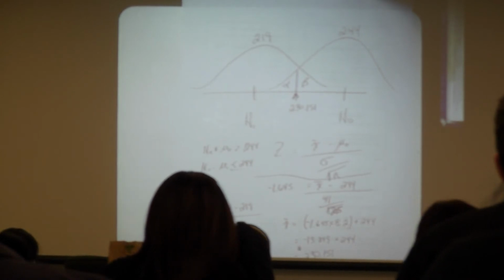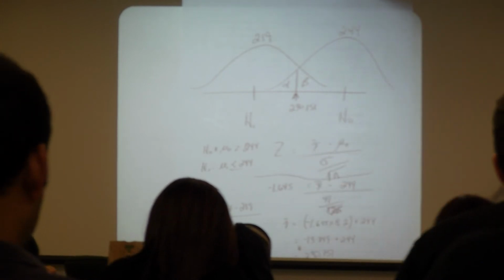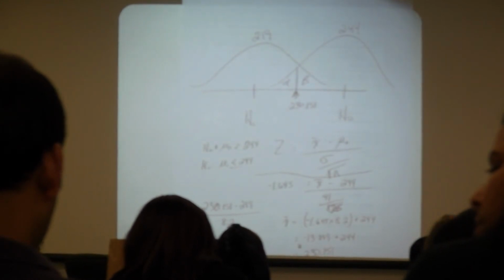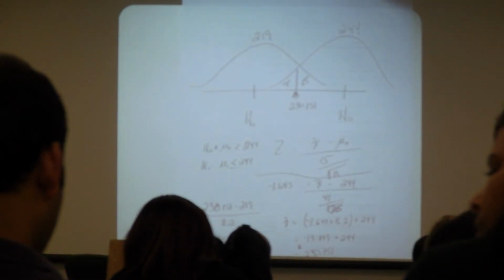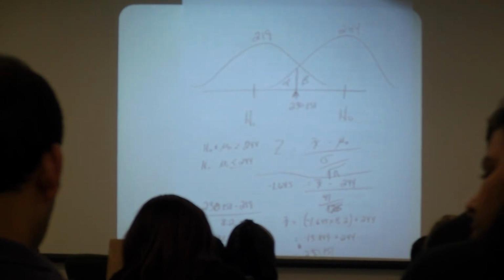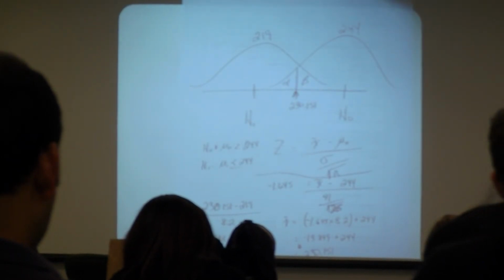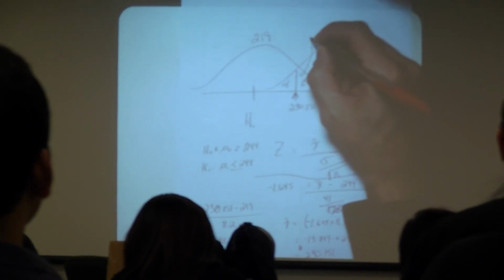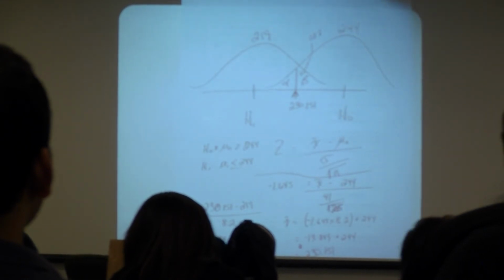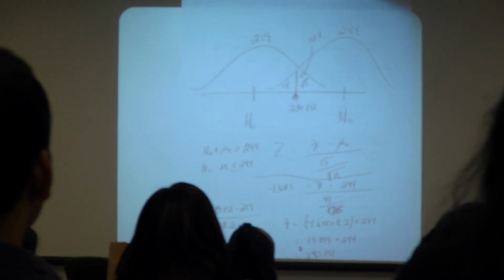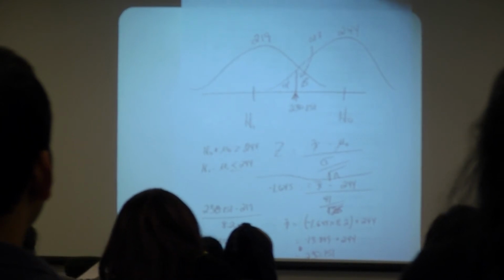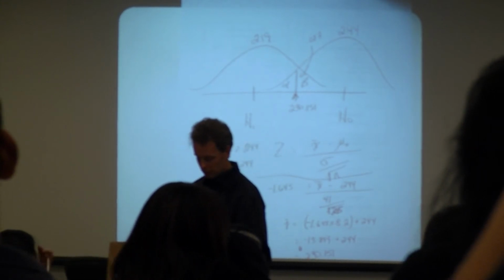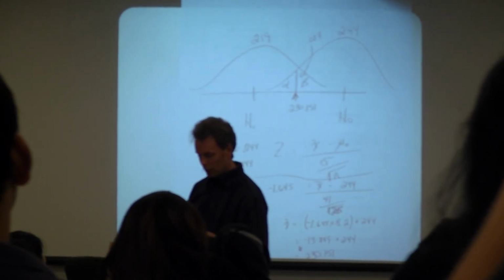So we have to go into our z table to find out what the value to the right of that is. 1.36 is 0.087. So that would be beta, 0.087.